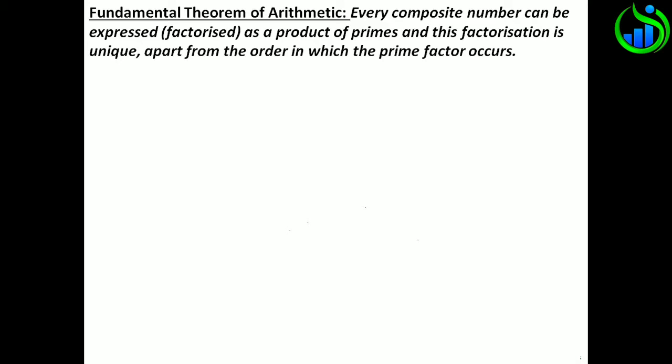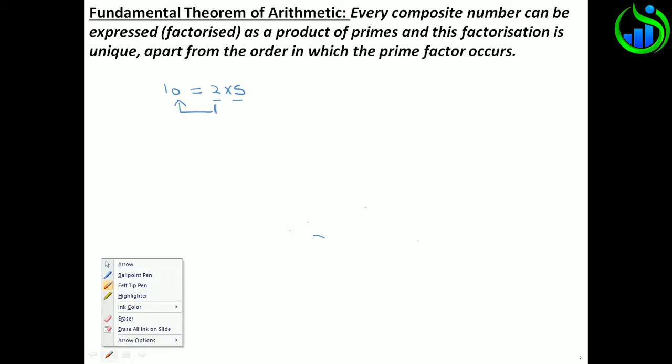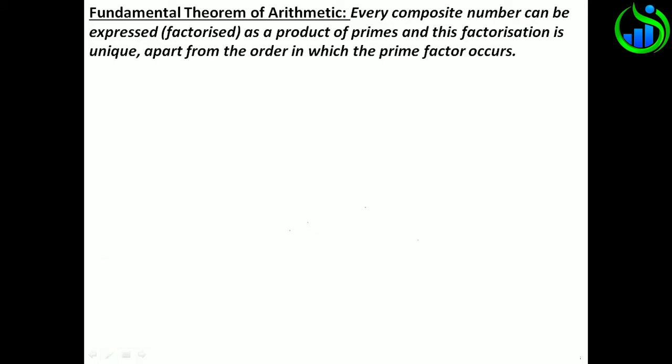That is, every composite number can be written as a product of prime numbers, for example 10 is 2 into 5. These are prime numbers multiplied. So a composite number can be expressed as a product of primes.